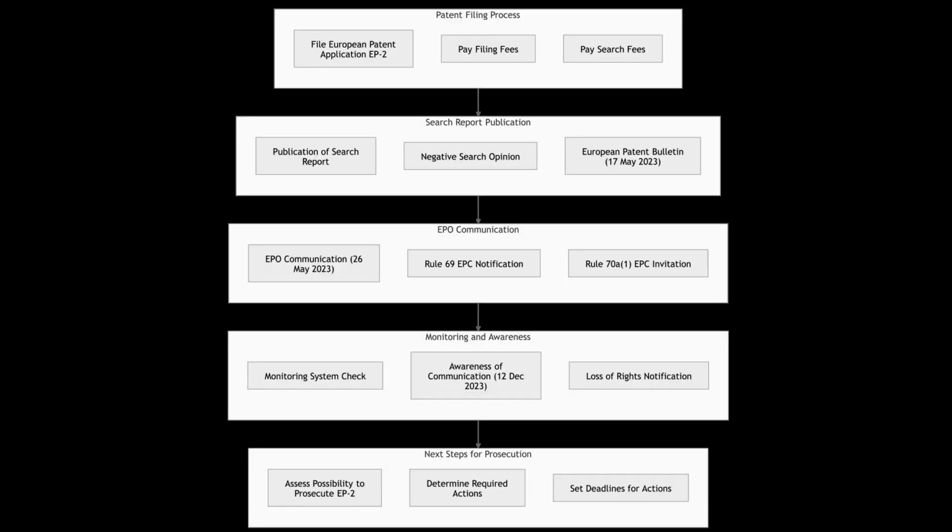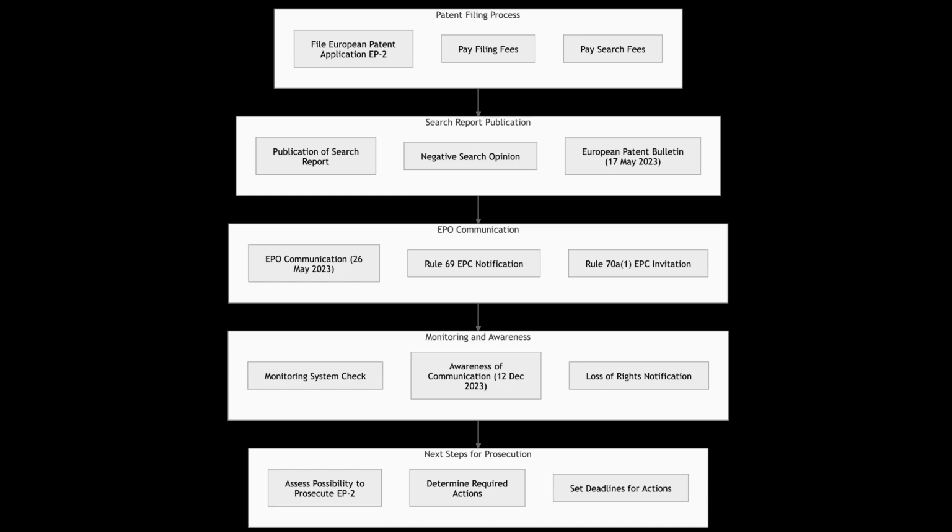Question 2. In November 2021, Company C filed European Patent Application EP2. Only the filing fee and search fee were paid. The publication of the European Search Report, which included a negative search opinion, was mentioned in the European Patent Bulletin of 17 May 2023. On 26 May 2023, the EPO issued a communication pursuant to Rule 69 EPC and an invitation pursuant to Rule 70a(1) EPC.